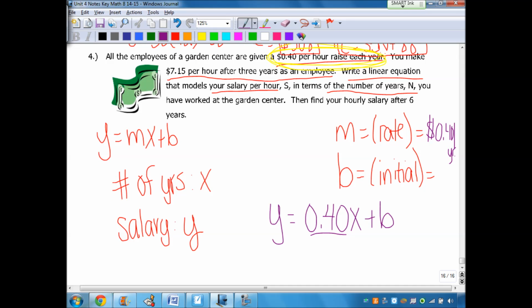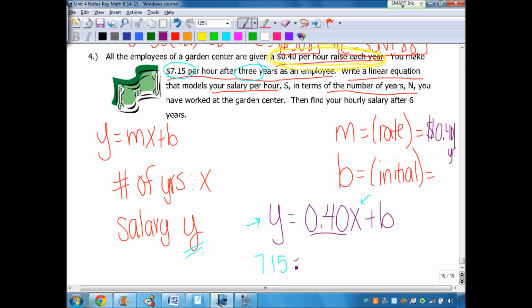Now the b is your initial amount. How much did you make when you were first hired? Well, in order to figure that out, we need some more information. We know that after 3 years, you make $7.15 per hour. So I can plug that information into my equation right here by plugging it in for y and x. So y is your salary, right? So your salary is $7.15.